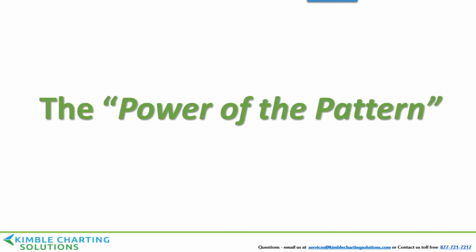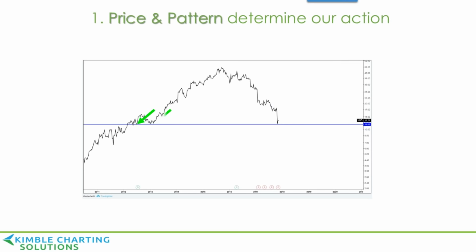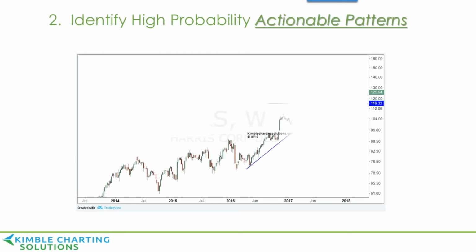Oftentimes, a lot of people think there are a lot of secrets going on, but I think for the most part, the excess information is built into price, and that's what matters. So price and pattern determine the action that we take. As an example, here is this asset sitting on support. This is of interest to us as an entry point. We look for high probability patterns.